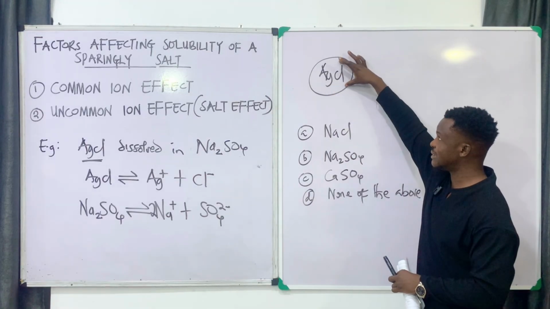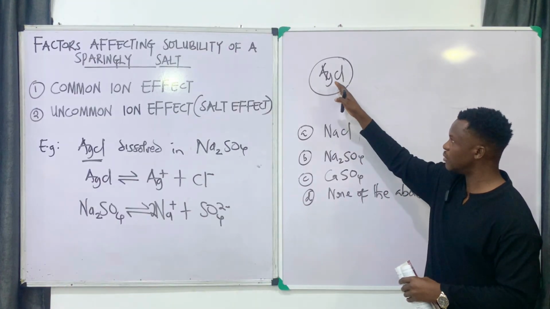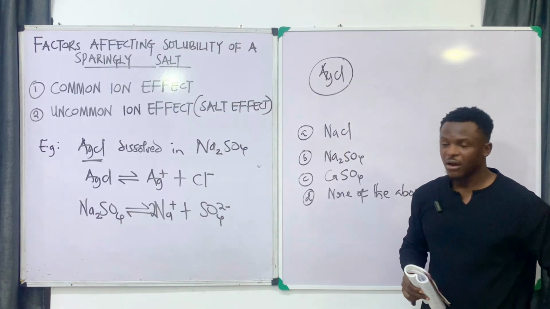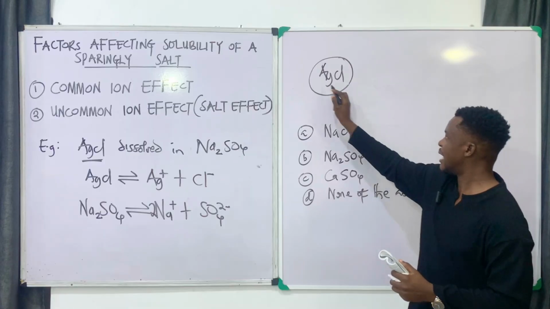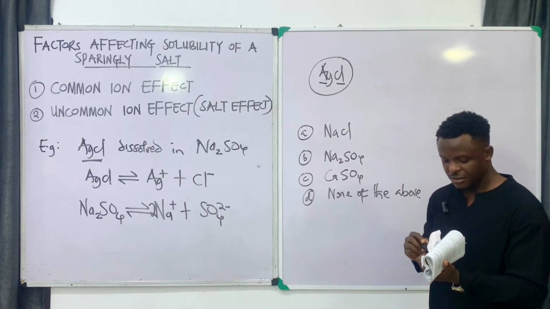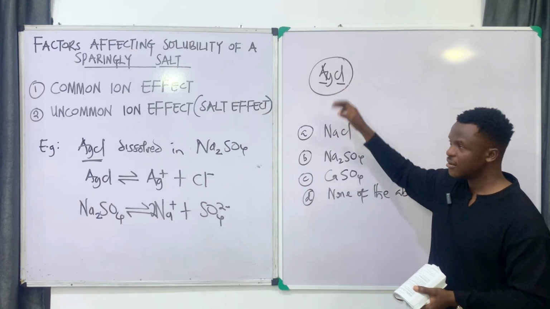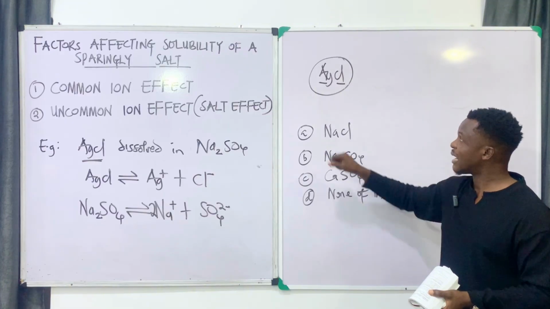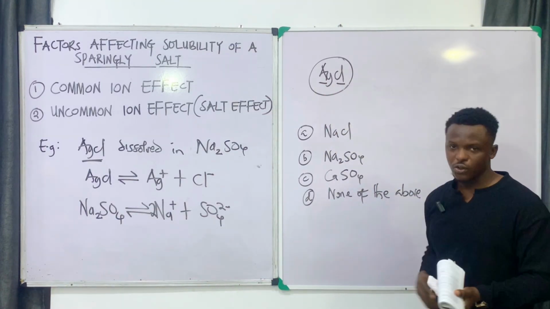This AgCl is a sparingly soluble salt. Now, for anything to decrease the solubility of this, it must have a common ion with this salt. All right, so I don't really have to start dissociating this. I can simply tell this has Ag and Cl. So I'm just going to look through these options. Any one of them that has Ag or Cl will decrease the solubility of this. Anyone that has the same ion as found in this salt will decrease its solubility.